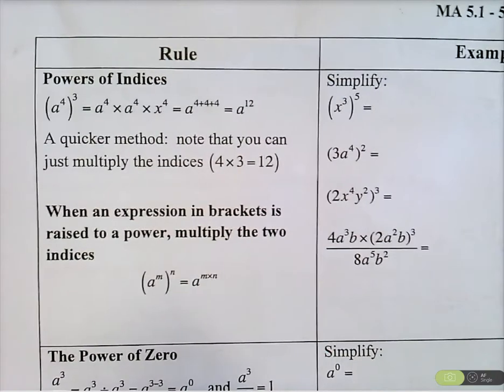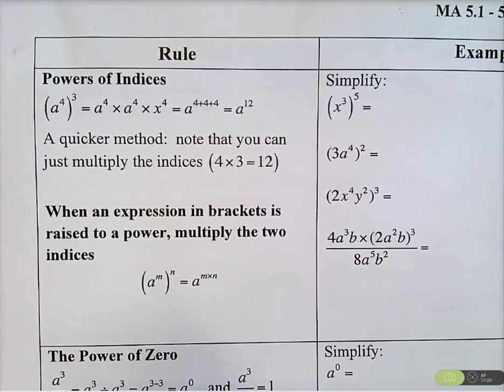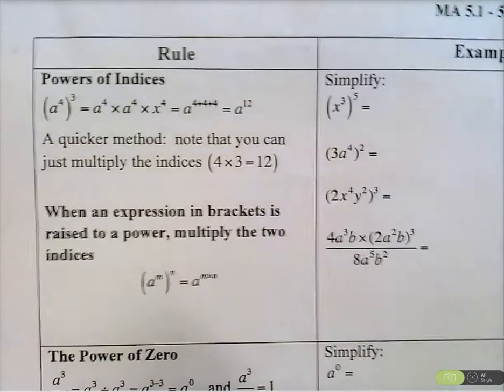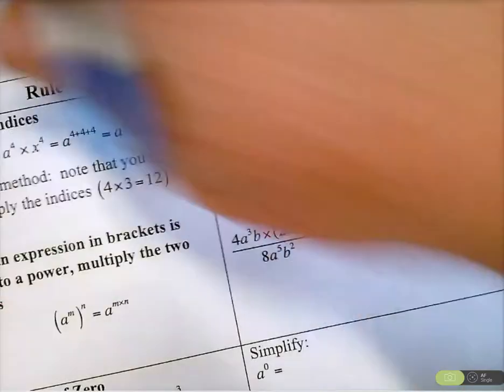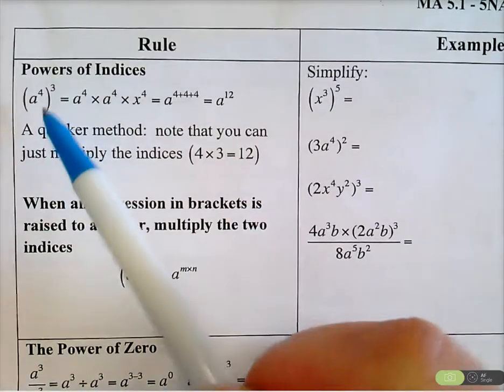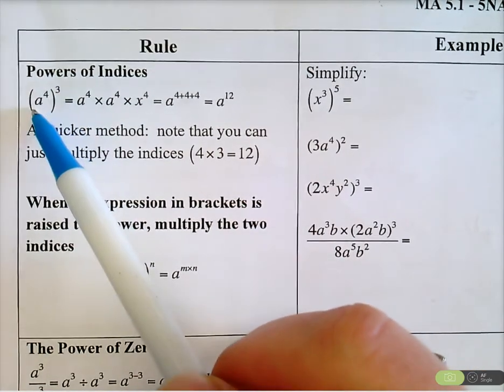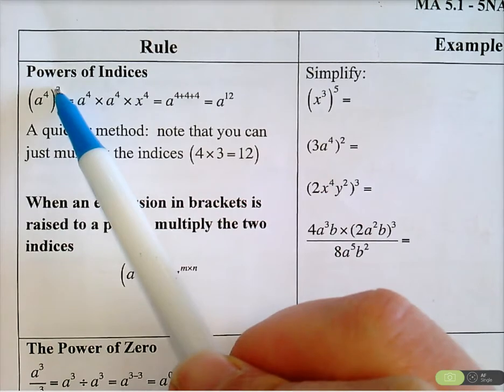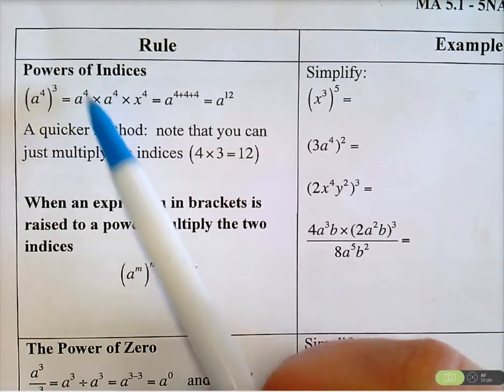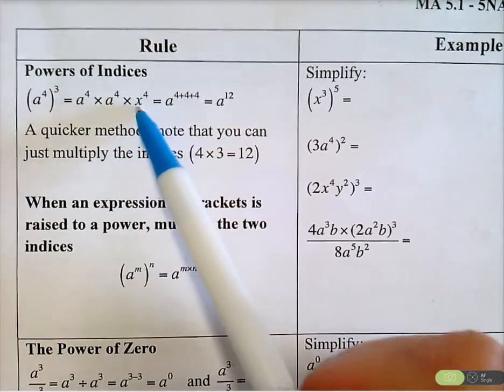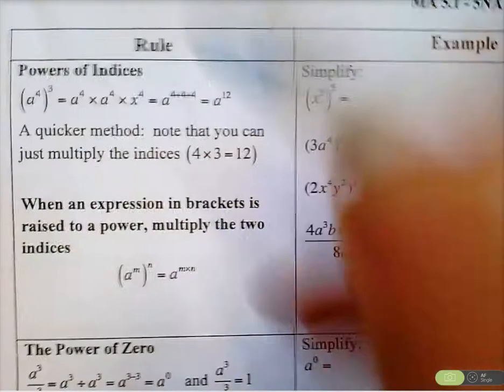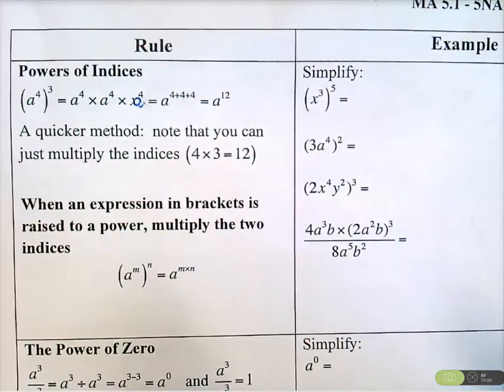Okay, we're looking at two new rules today: powers of indices and power of zero. If we've seen things like a to the power of 4, but we want something like a to the power of 4 cubed, that just means a to the 4 times a to the 4 times a to the 4, where it's done 3 times.